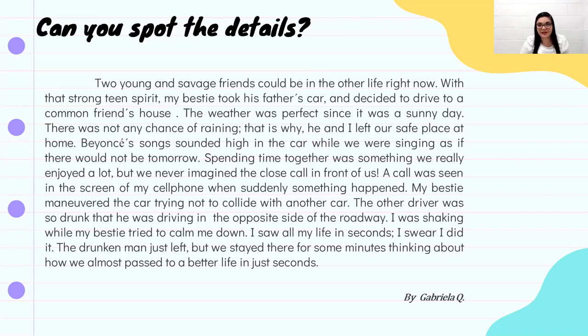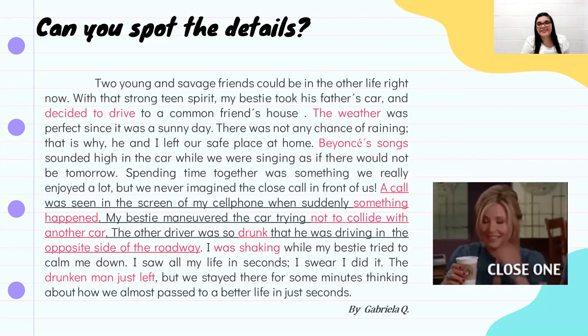Can you spot the details that Gabby provided in her paragraph? Look, she provided in the topic sentence, she said, 2 young and savage friends could be in the other life right now. She is suggesting a close call. Something almost happened but didn't pass. It didn't really happen. What she lists later is details that will enrich her paragraph, that will develop her topic sentence, and that will locate the reader into the narrative she's providing.